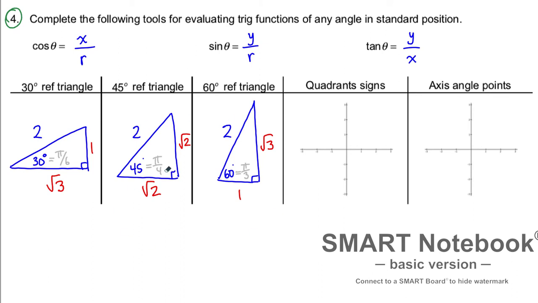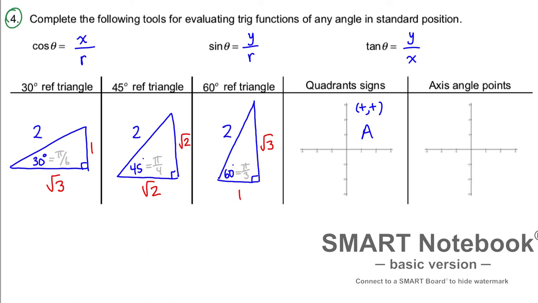Now we want to talk about the quadrant signs, and we know that in quadrant number 1 we have positive for x and positive for y. That means that every fraction here will be positive. So cosine, sine, and tangent of angles will all be positive. So I'm going to represent an A here to say that all three of these trig functions are positive.